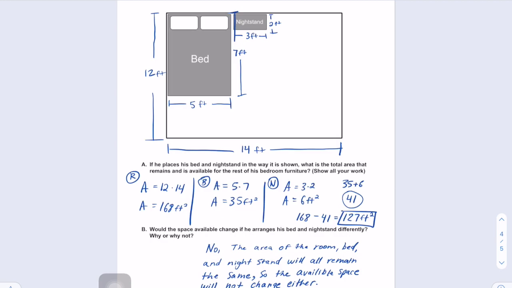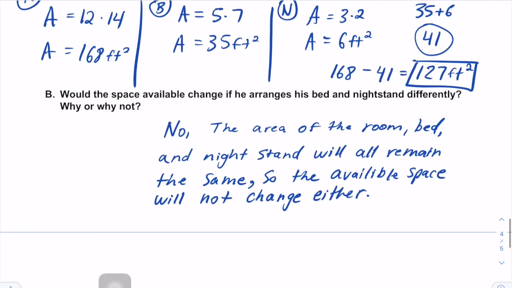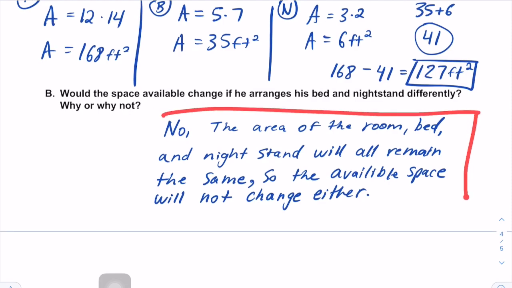The same amount of used space will be 35 square feet and the 6 square feet from each of the pieces of furniture, which means you have 41 square feet that's being used out of the 168 that was originally available, which means the final amount of area available is 127 square feet. I wrote my expression as no, the area of the room, bed, and nightstand will remain the same, so the available space will not change either.